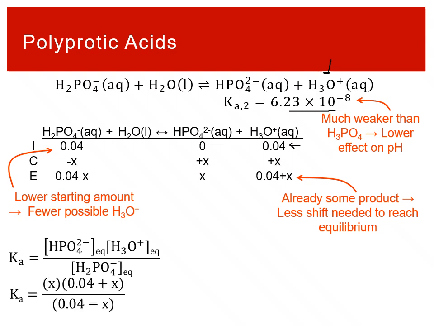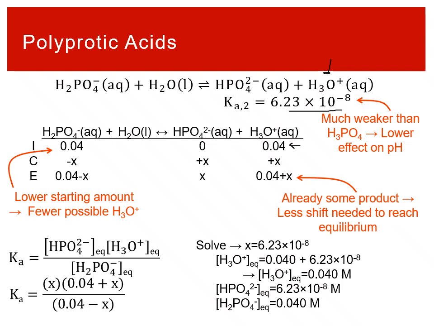We can go through and solve all of this. The Ka looks different, but we can solve it, and we end up getting that X is equal to 6.23 times 10 to the negative 8th. So if we think about what we really care about for pH, how is the hydronium concentration changed? We had an initial hydronium concentration of 0.04, and we are adding 6.23 times 10 to the negative 8th. Functionally, we don't change it. It is still just 0.040 molar for the hydronium concentration, meaning the pH is still the same.